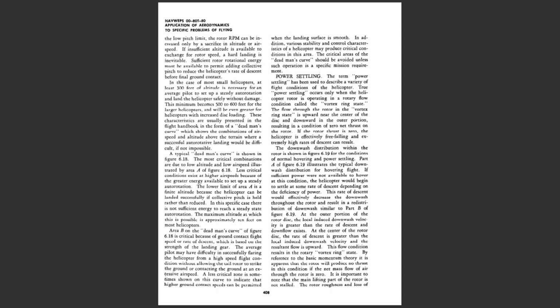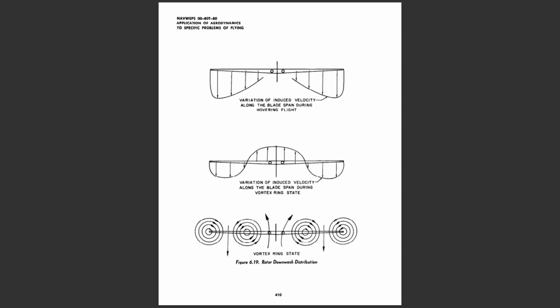Power settling. The term power settling has been used to describe a variety of flight conditions of the helicopter. True power settling occurs only when the helicopter rotor is operating in a rotary flow condition called the vortex ring state. The flow through the rotor in the vortex ring state is upward near the center of the disc and downward in the outer portion, resulting in a condition of zero net thrust on the rotor. If the rotor thrust is zero, the helicopter is effectively free-falling, and extremely high rates of descent can result.